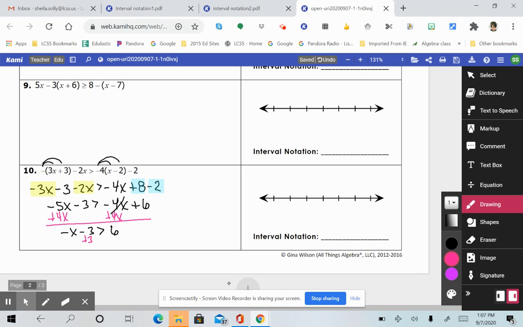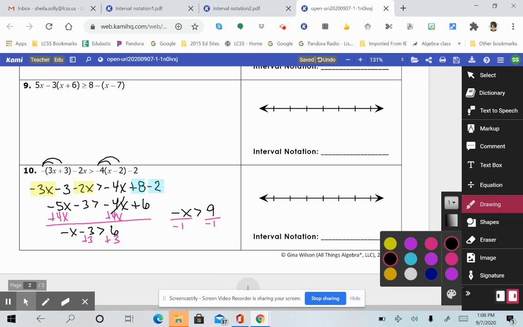Now we add 3 to both sides, and we get negative x is greater than 9. We're not finished. We have to divide by negative 1. Because we divided by a negative number, we have to flip our inequality symbol. So instead of greater than, it becomes less than. And 9 divided by negative 1 is negative 9.